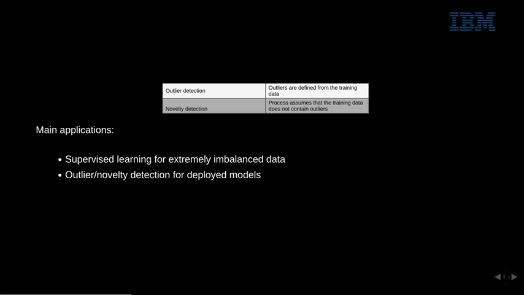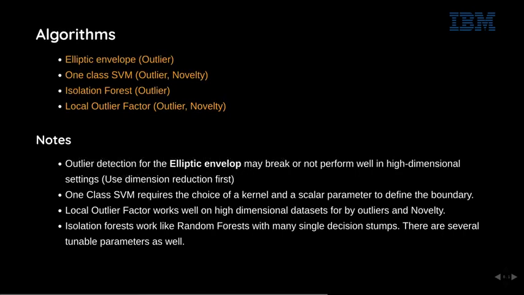These algorithms come up frequently when dealing with extremely unbalanced data in a supervised learning context, and when models are deployed and there are implemented quality assurance mechanisms. Here are some of the most commonly encountered outlier and novelty detection algorithms. There are a number of points to keep in mind.